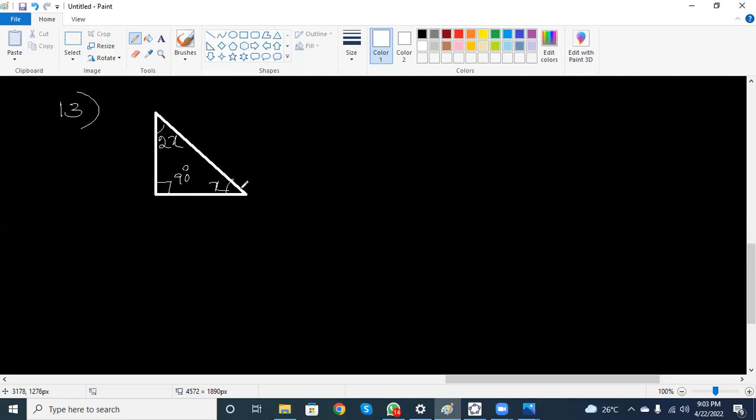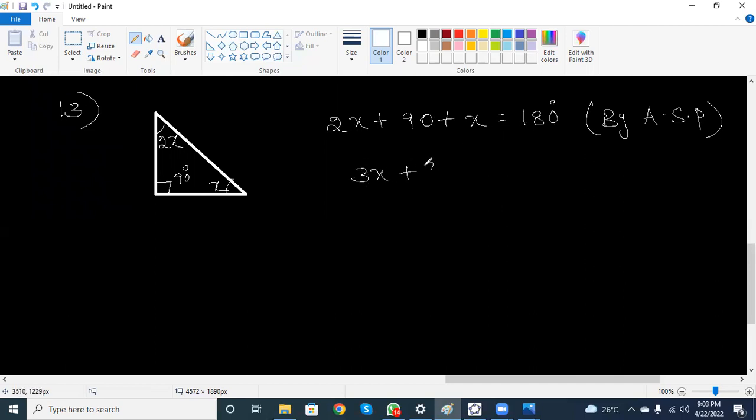So to find them, we will use the angle sum property. The sum of the 3 angles in a triangle is 180 degrees. So let's add 2X plus 90 plus X is equal to 180 by angle sum property, ASP. 2X plus X is 3X. 3X plus 90 equals 180. So 3X is equal to 180 minus 90. Transpose this 90 to the other side.